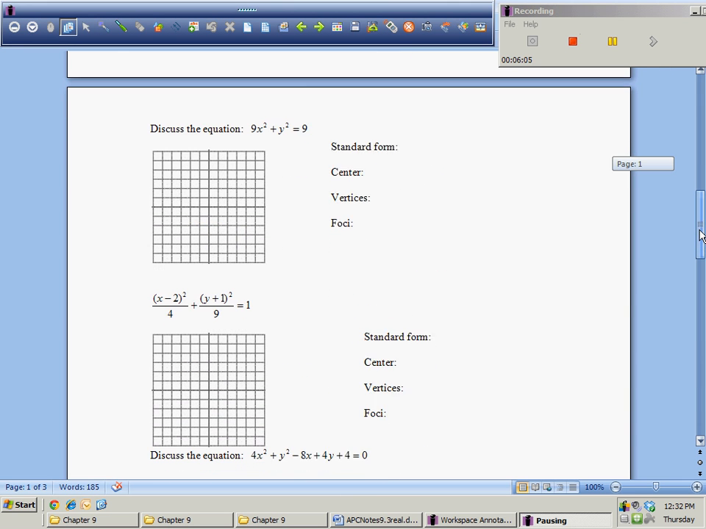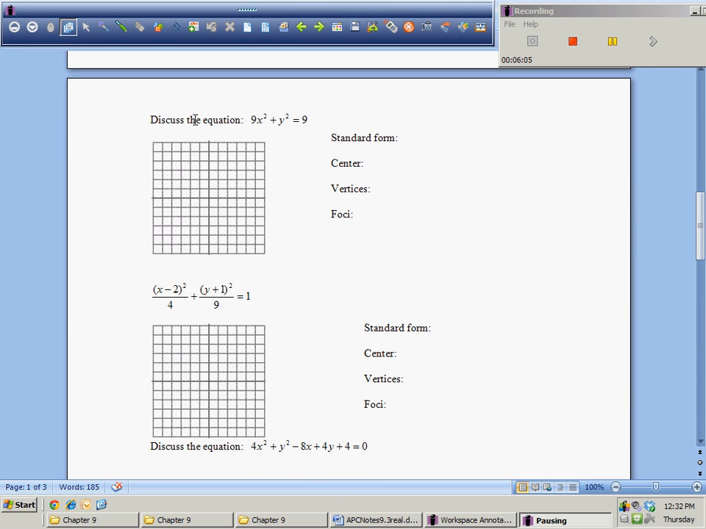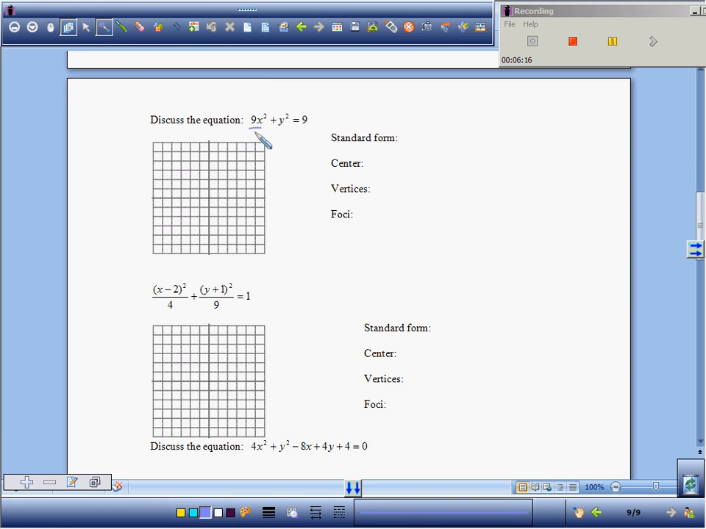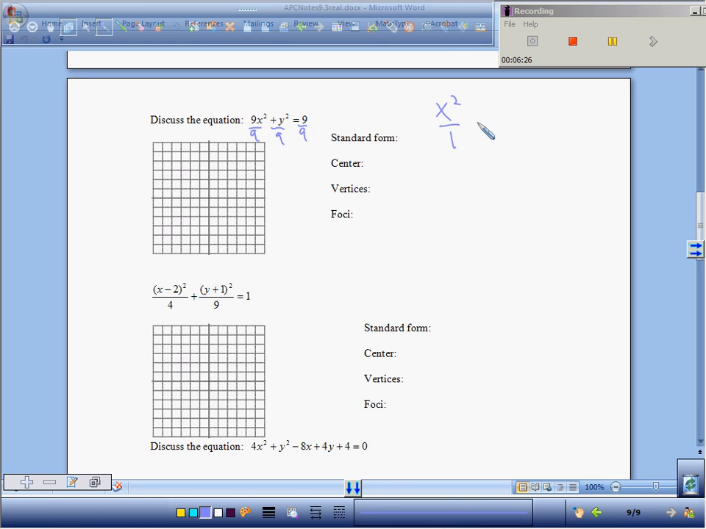What we just did on this. If you see one like this, I'm not going to do the whole thing, you can. What you have to do with this one is divide. You want this side to be equal to 9, so all you do is divide it. You want the right side to be equal to 1. So that gives you an ellipse that looks like x squared, divide everything by 9.